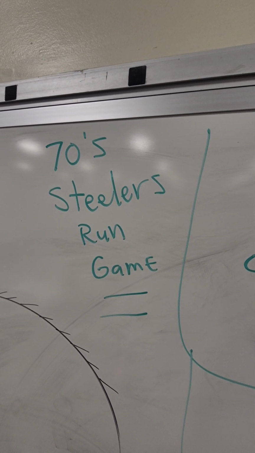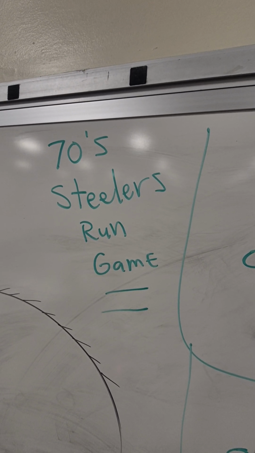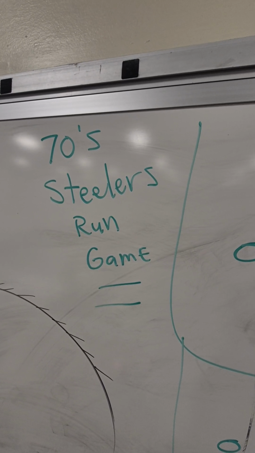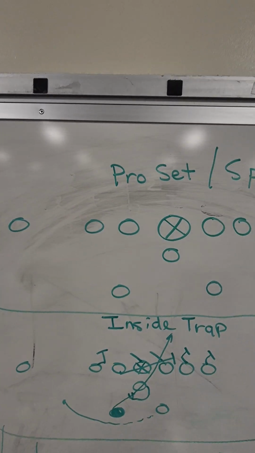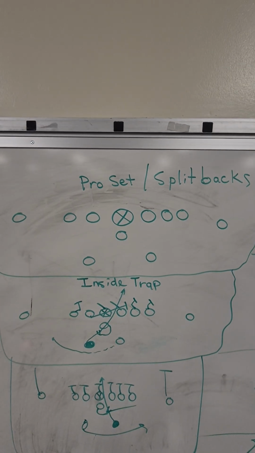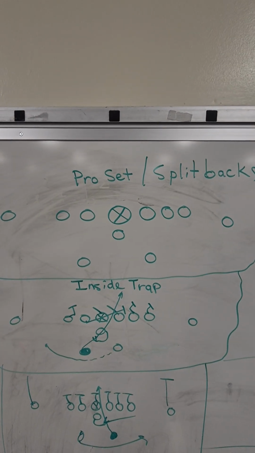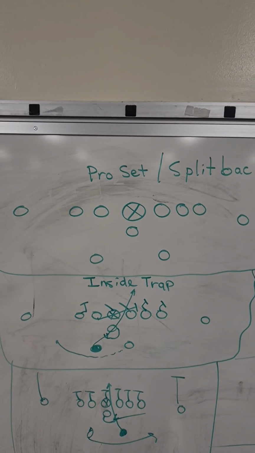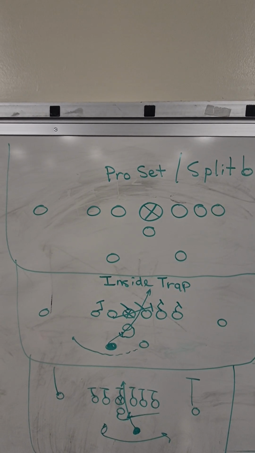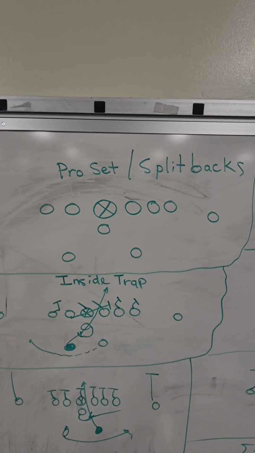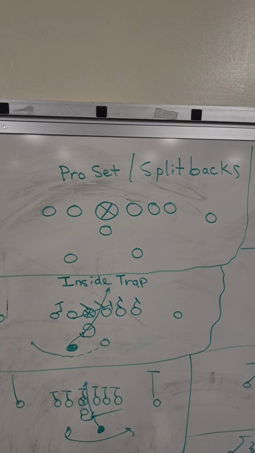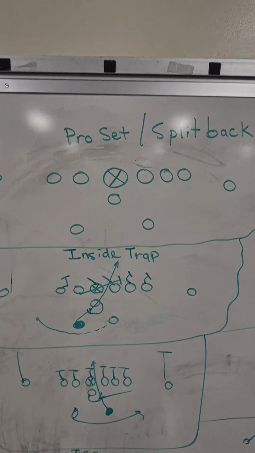I've been going back and watching some of the old Steelers Super Bowls in the 70's, and here's some of the running plays that they ran in those games. So this formation here, up at the top, was their main formation. I mean, I saw them running this against the Vikings when they played in the Super Bowl. I saw them running it against the Rams, against the Cowboys. They ran this formation a lot, mostly. I would call that pro set or split backs is what I call it.